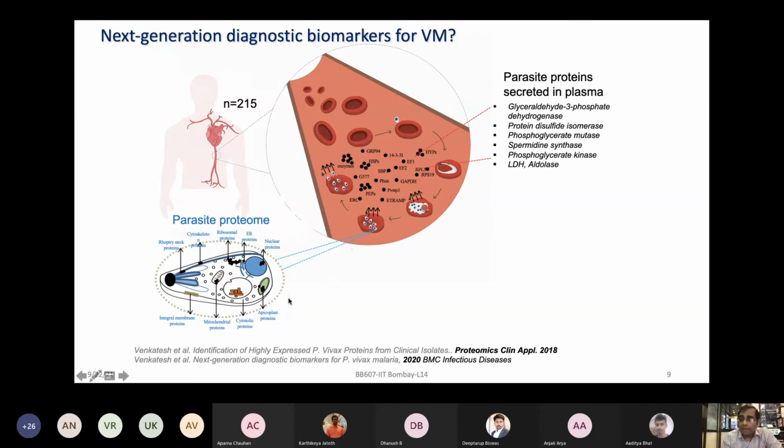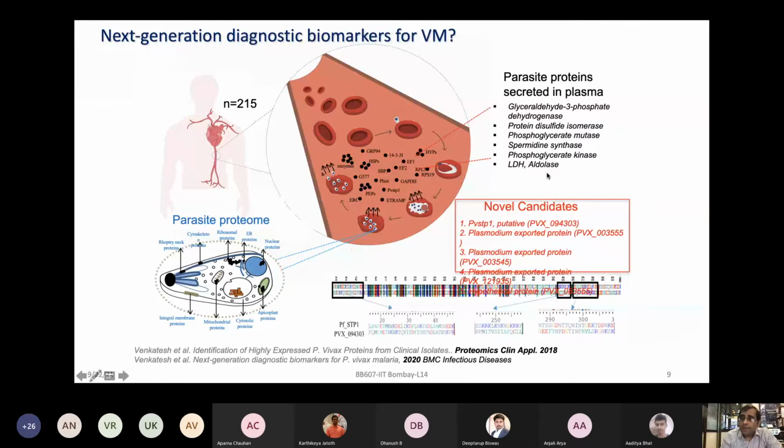So again, we looked at the entire parasite proteome, as I just briefly mentioned in the previous slide. We could also see certain proteins from the parasite which are secreted in the plasma, and these could be very valuable proteins because most of the time the blood tests are based on plasma or serum. If there are some parasite proteins secreted in the plasma, especially like lactate dehydrogenase, aldolase, some of these proteins we also see. Additionally, we could also see some other proteins which were not reported earlier. And from the parasite extract, we found some very interesting and novel candidates, and we looked at their sequences.